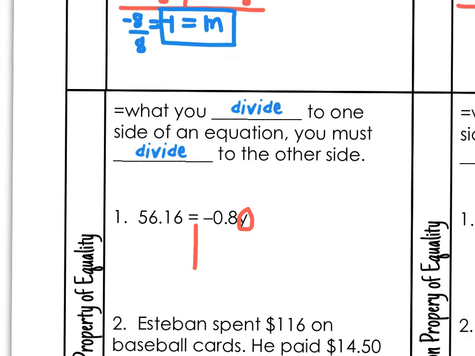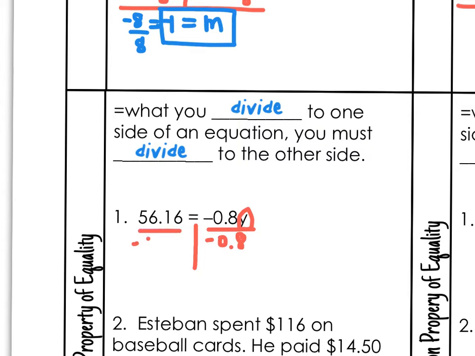All right, so here I'm going to divide, okay, by negative 0.8. Okay, I'm not going to add 0.8. I'm dividing because this is a multiplication problem. It's not a subtraction. And then again, you have to do it to the other side.